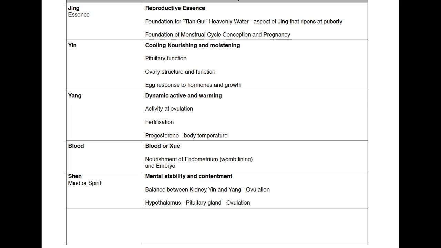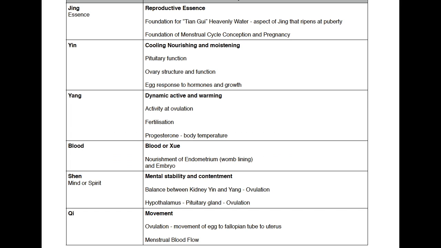So just to remind you that Yin is the cooling, nourishing and moistening function, and it links to the pituitary function, the ovary structure and function, and the egg response to the hormones and growth. So you need the moistening, you need the liquid aspect there, but you also need the dynamic aspect, the more active aspect of Yang, and that helps the actual activity of ovulation. The fertilization process is a Yang thing, and also the body temperature, because the body temperature is critical, as we'll find out later, for successful conception and pregnancy.